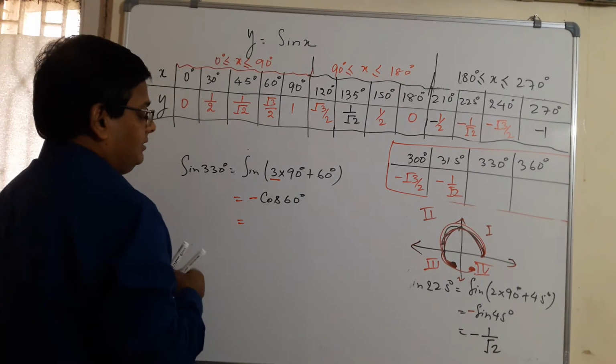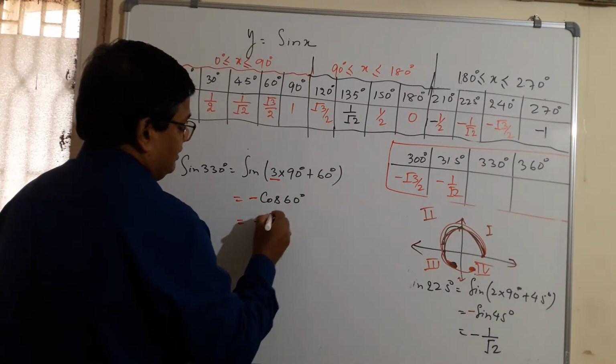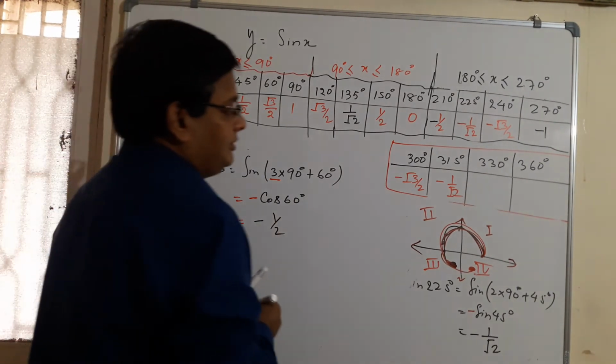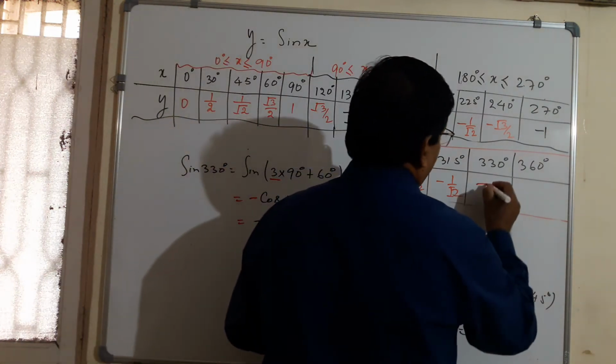So minus cos 60 degree is 1 by 2. So minus 1 by 2. So put here minus 1 by 2.